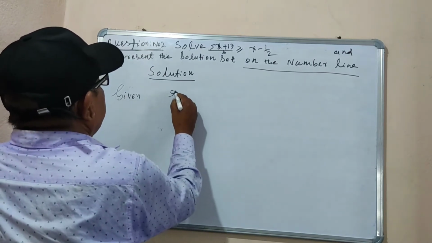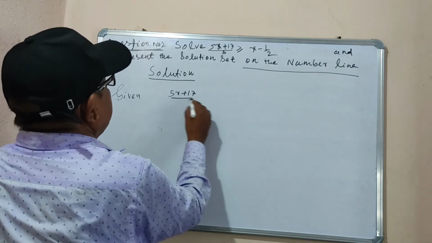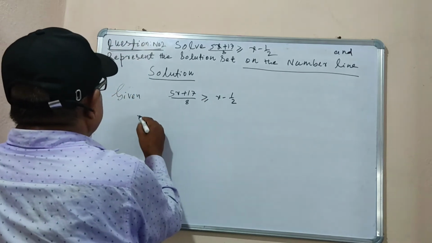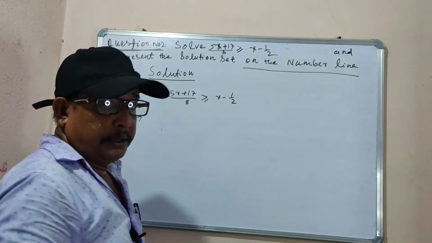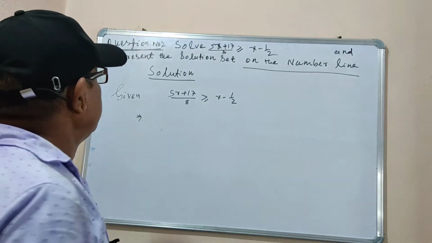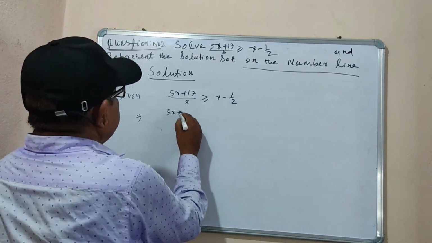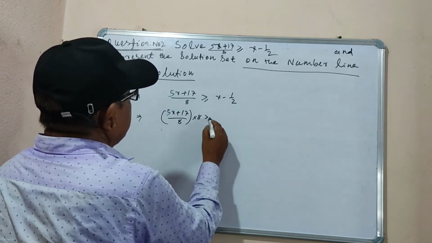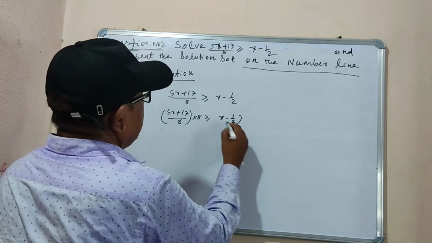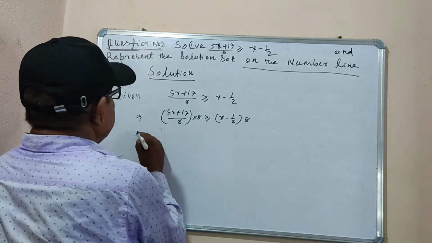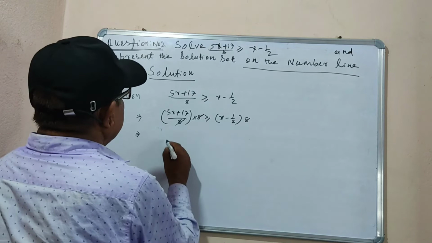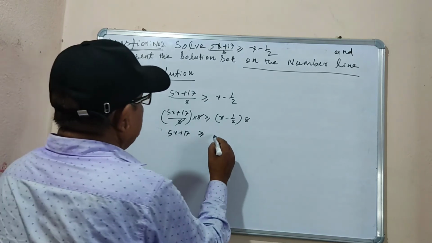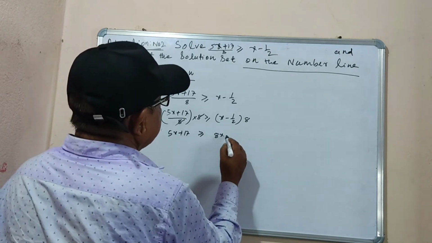Given (5x plus 17) by 8 greater than or equal to (x minus 1) by 2, multiply both sides of the inequality by 8. Now (5x plus 17) by 8 into 8 greater than or equal to (x minus 1) by 2 into 8. Now cancel: 5x plus 17 greater than or equal to 8x minus 4.